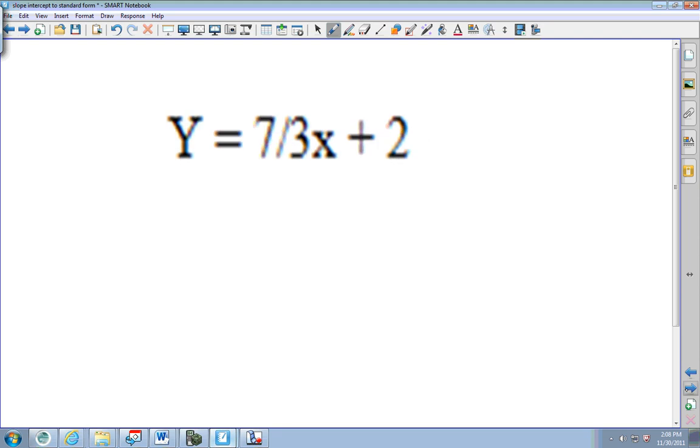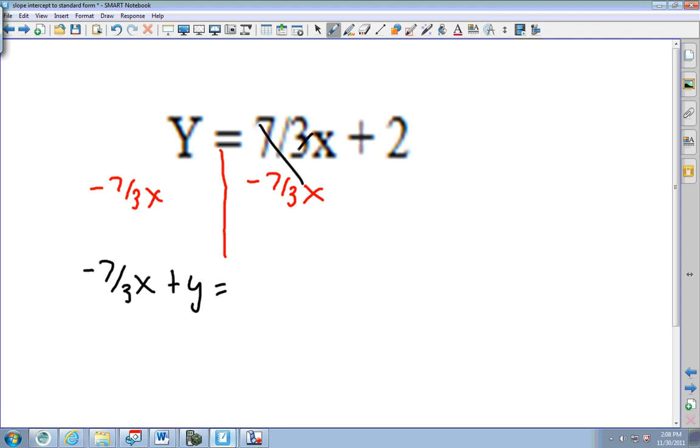Next one. Okay, now this, again, is in slope-intercept form. I need to move it to standard form. So I'm going to move that 7/3 x to the other side. So I'm going to subtract 7/3 x from each side. I get negative 7/3 x plus y equals 2.